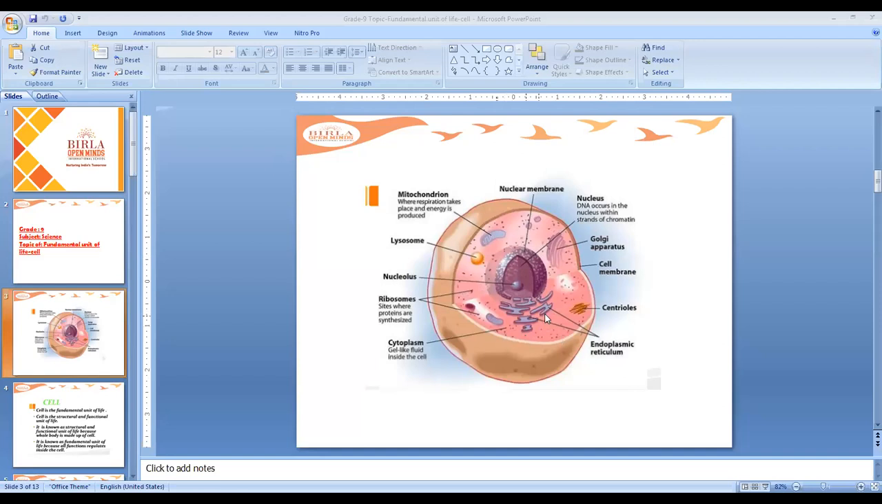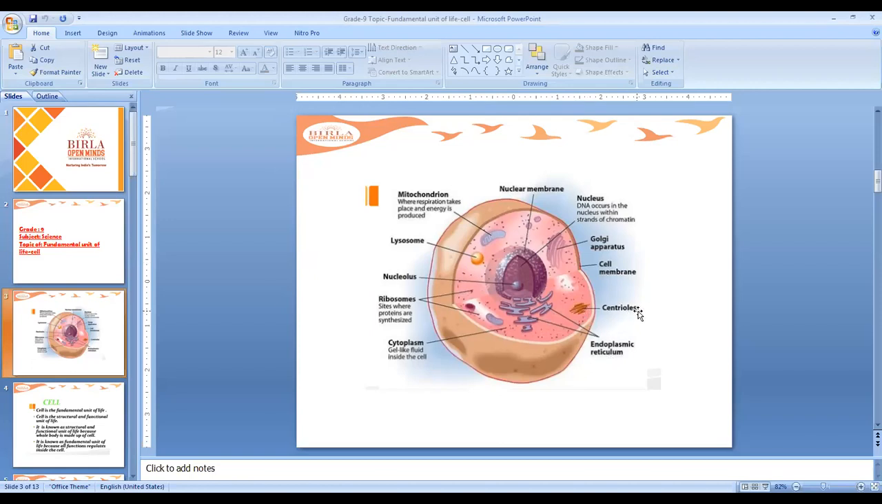So here this is the cytoplasm, which is dispersed inside the cell. And here you can see the mitochondria. What is mitochondria called? It is the powerhouse of the cell, ma'am. Good. It is the powerhouse of the cell. And the structure you can see here is the Golgi apparatus. The cell is protected by an outer cell membrane. And here are the centrioles.